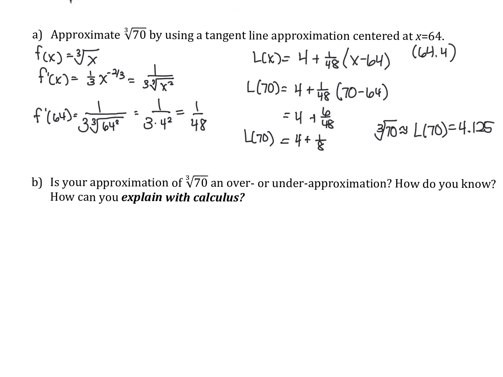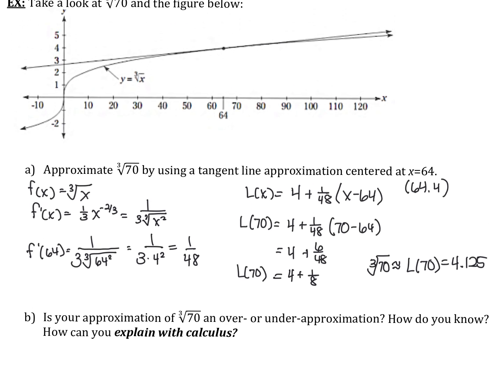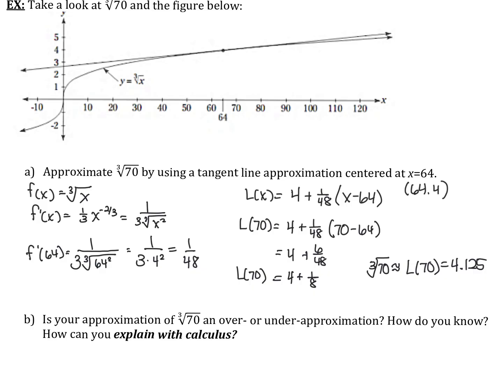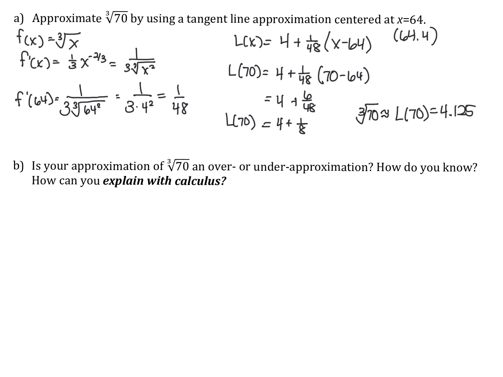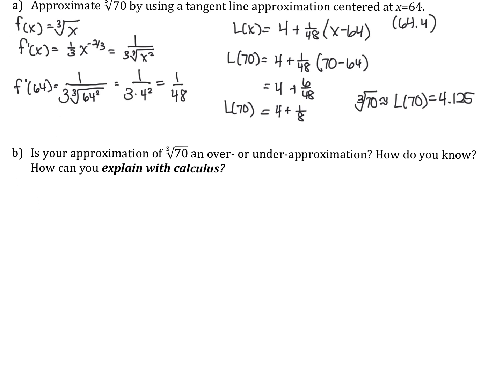All right. Well, we can see from the graph, right? We can see from the graph that at 70, here's 64, here's 70. If we were to zoom in, we would see that the actual value is sitting just a smidge below the tangent line curve. But I don't want to just say that. I don't want to rely on the picture. How can I prove that this is in fact an overestimate, where the tangent line is above the actual value?